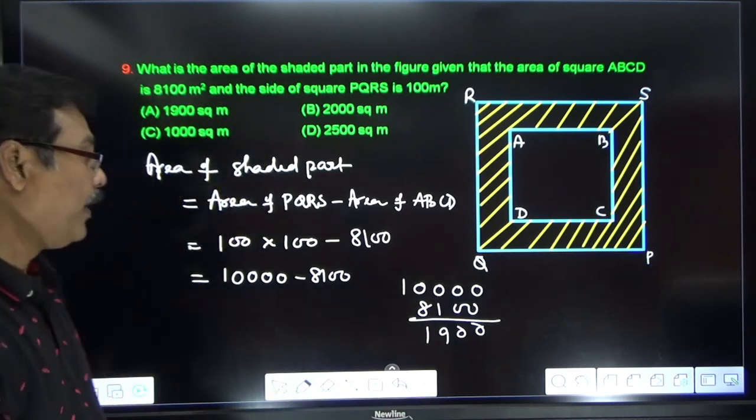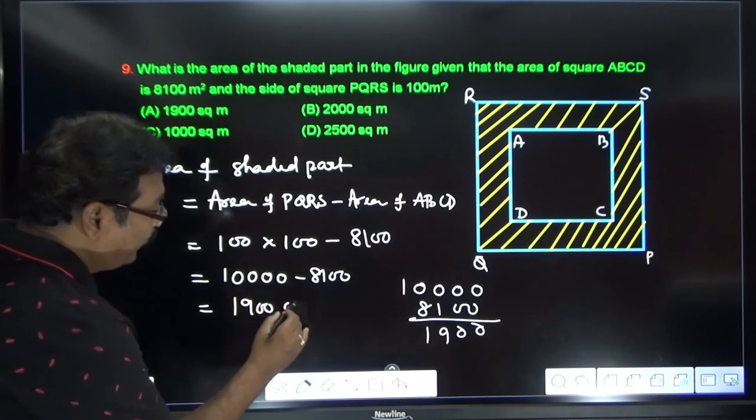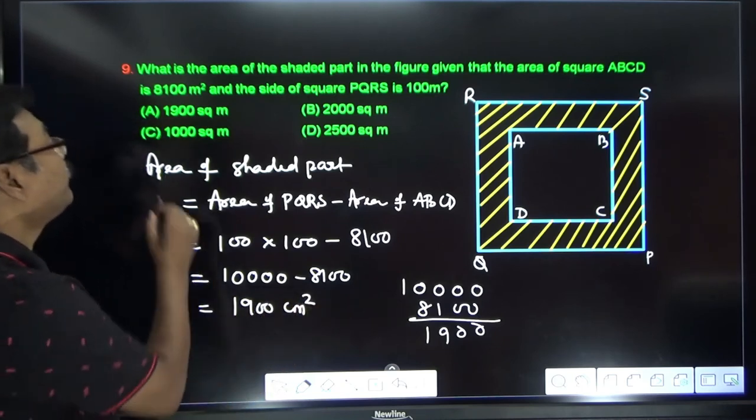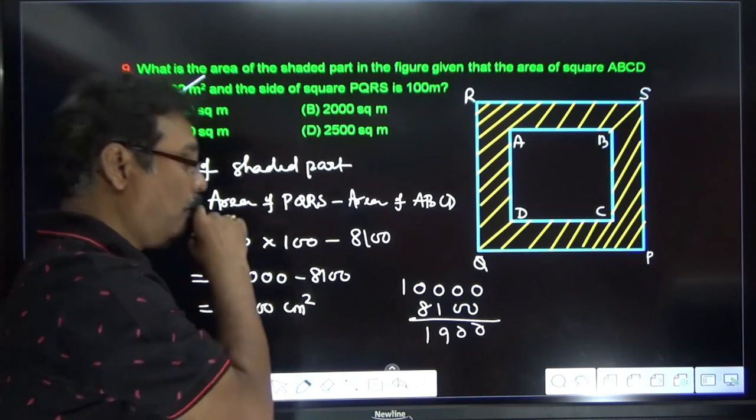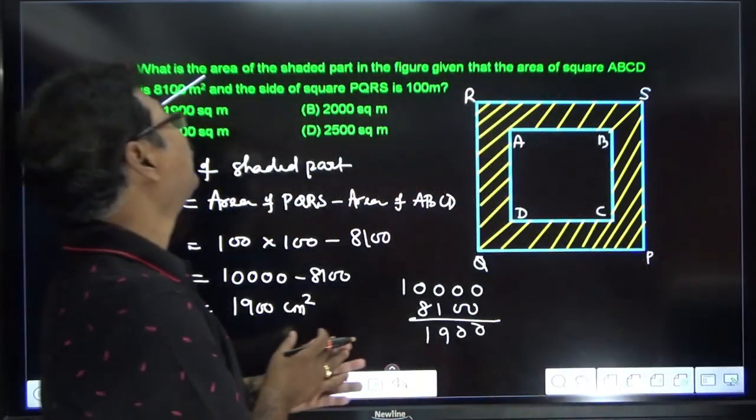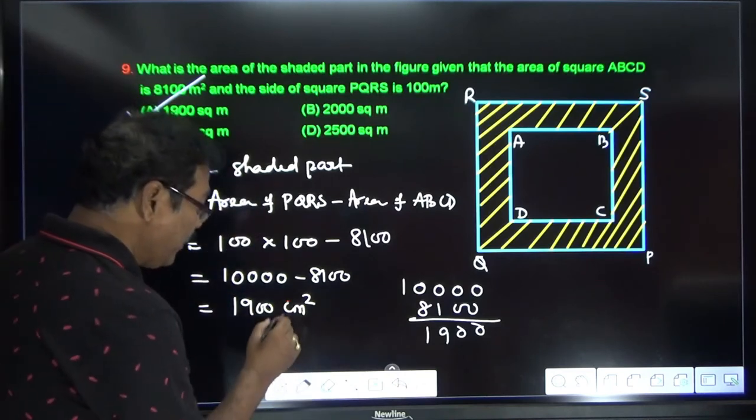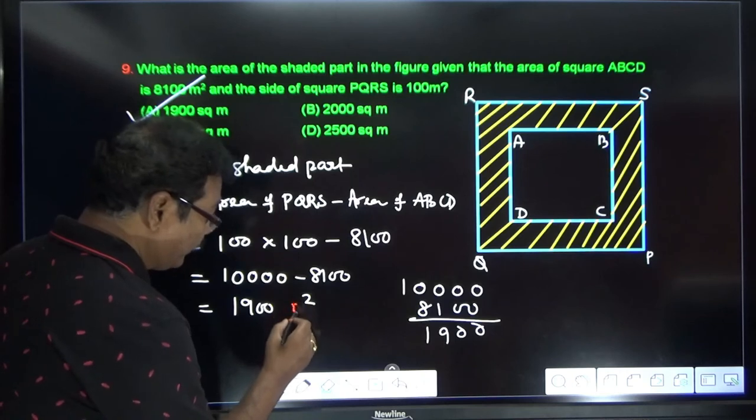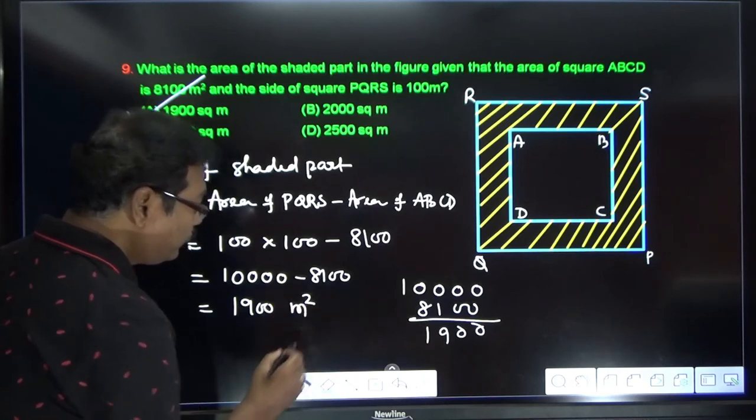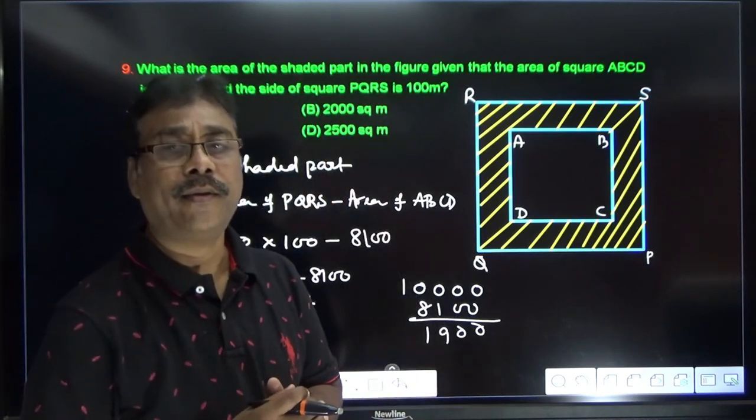Clear? Okay. So it gives you 1900 centimeter square because it is area. So is it centimeter square or meter square? What is given here actually? Meter square. So it will be 1900 meter square, not centimeter square. Whatever unit is given to you, accordingly you have to write it.